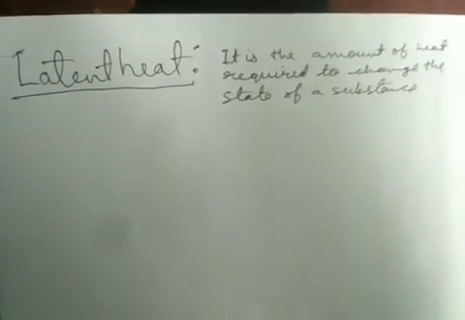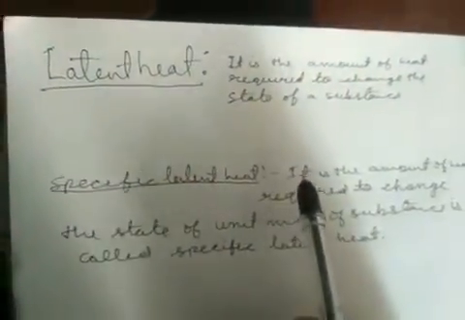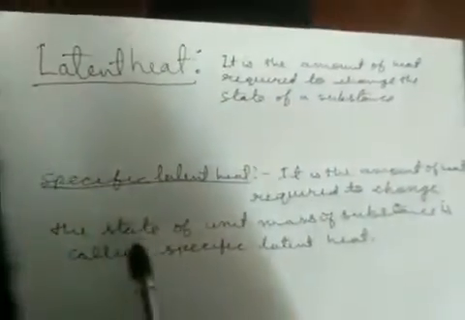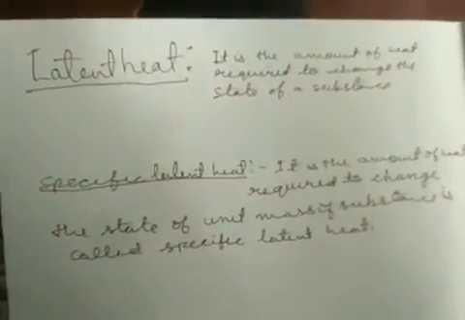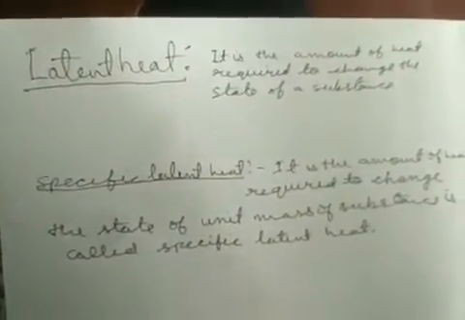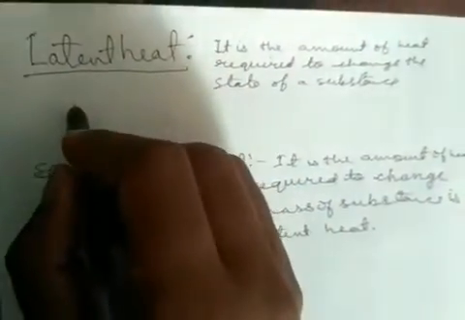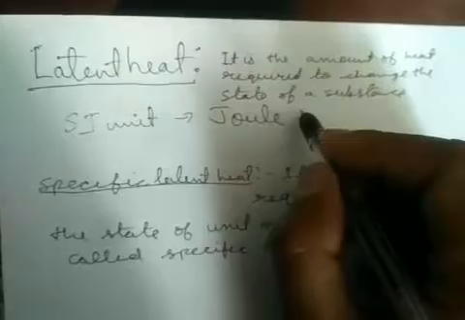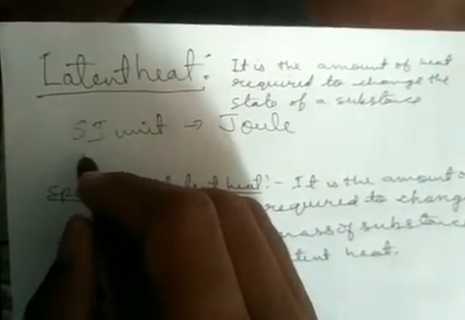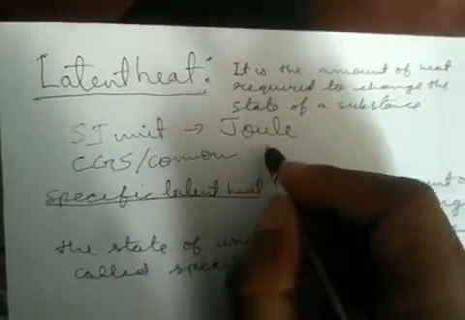In the same way, there is another term called specific latent heat. It is the amount of heat required to change the state of unit mass of a substance. Latent heat is just the heat required to change the state. Specific latent heat is the heat required per unit mass. Latent heat's SI unit is joule, which is used for energy, and its common unit and CGS unit is calorie.